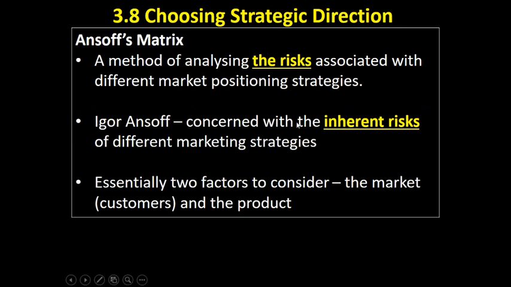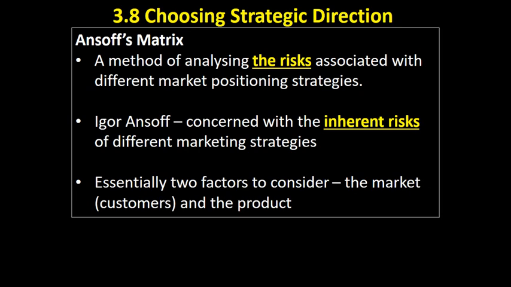So, a very important model is Igor Ansoff's matrix, that he came up with, a business strategist who was very concerned with the products that a business was selling and the customers a business was selling to. And this idea of what products we're selling and who we are selling them to made Ansoff think about the different risks involved in different marketing positioning strategies. So we could define Ansoff's matrix as a method of analysing the risks associated with different market positioning strategies.